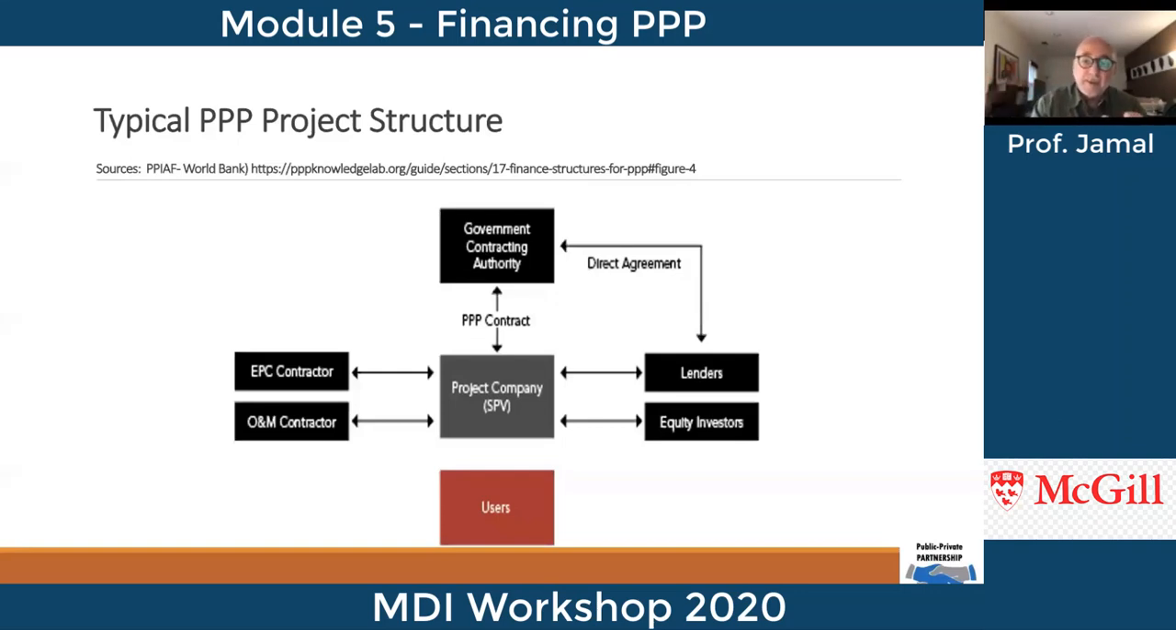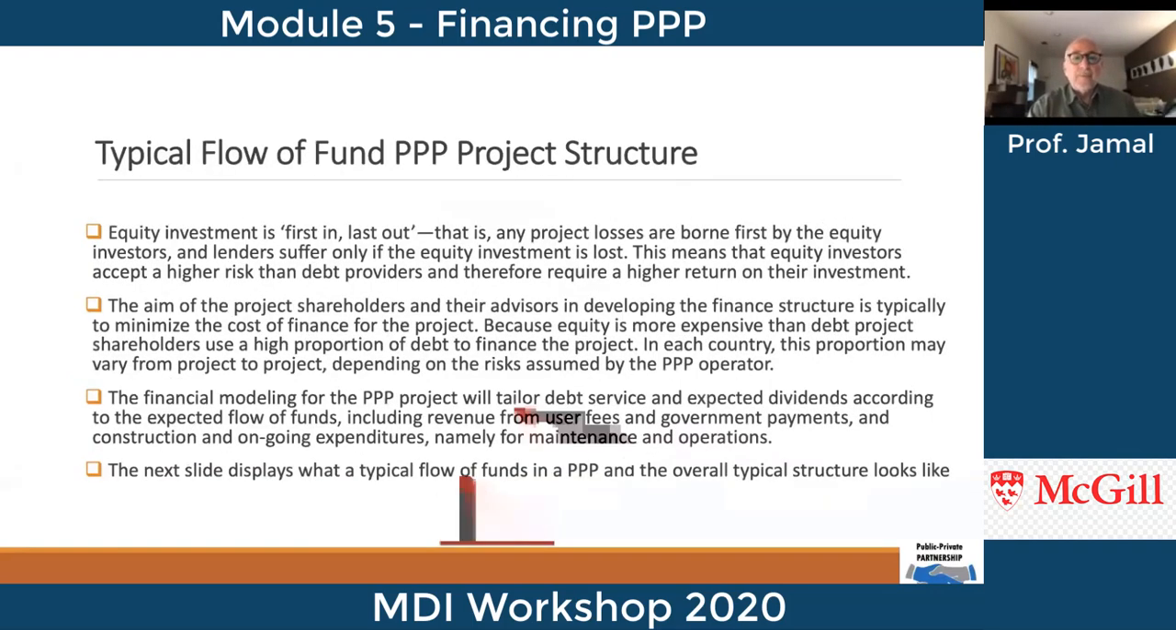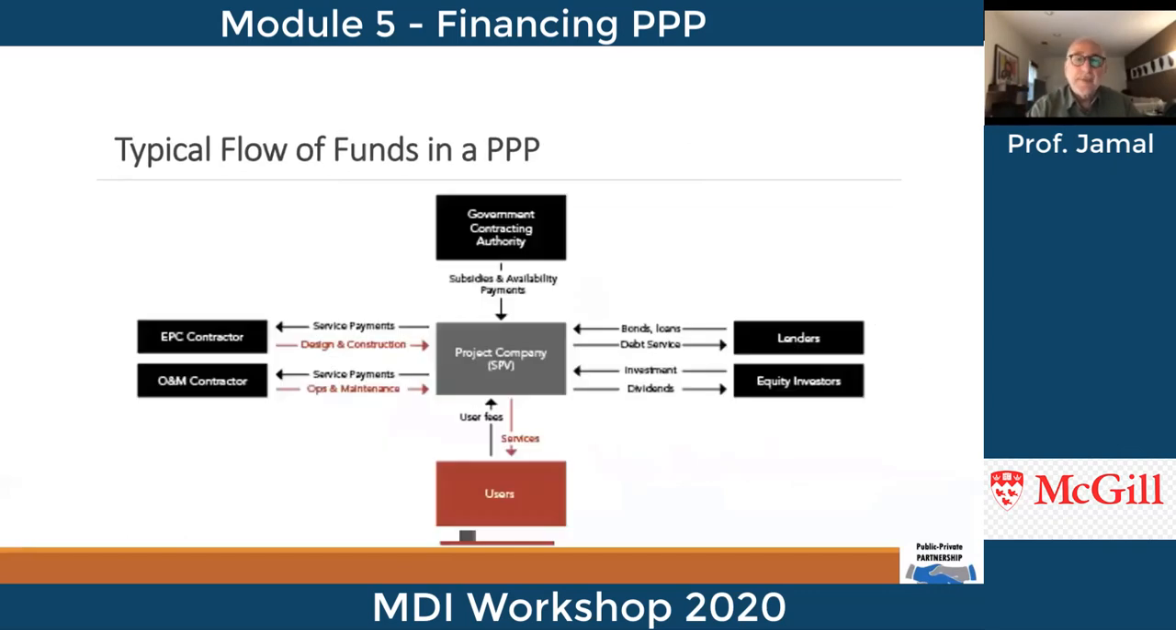the project company getting the lender and equity investors that run it, and then you will have the government, who has a direct agreement with the government contracting authority. And through the PPP contract, has a relation with the project companies. Now, once we have looked at the structure, the question will be what kind of flow of funds the project structure functions with. That's how it looks.